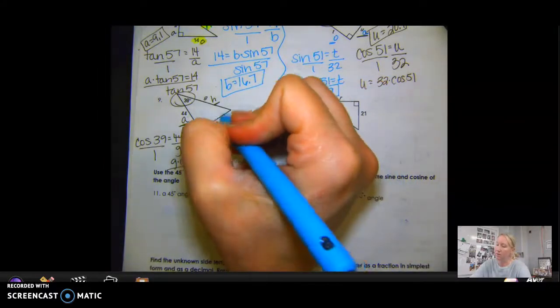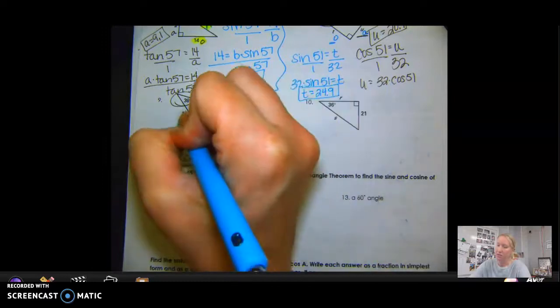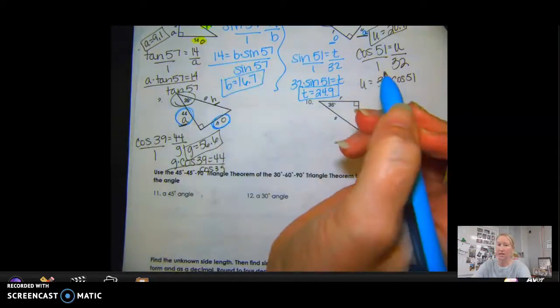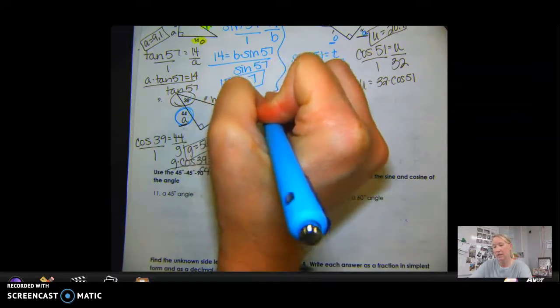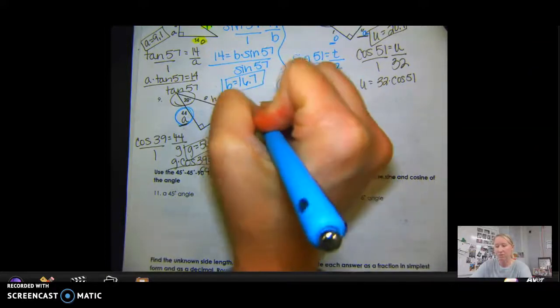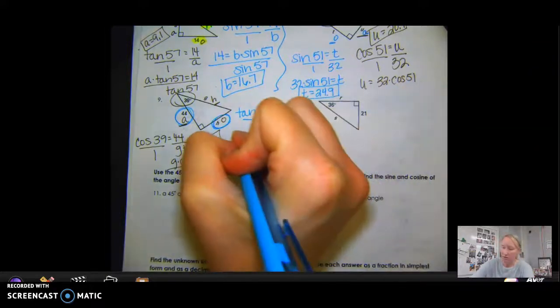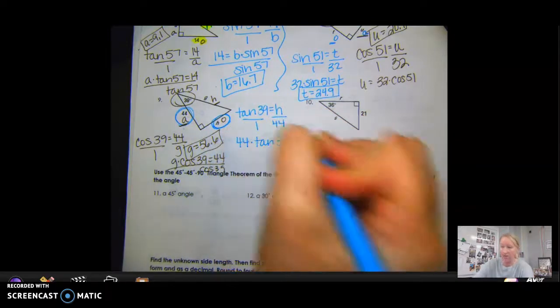All right, so now I'm going to find H. So that's an O, and we want to use the one that they gave us. That's an A. O and A is found with tangent. So I'm going to do tangent of 39 equals O, which is H, over A, which is 44. Put this over 1, cross multiply. So I get 44 times the tangent of 39 equals H.